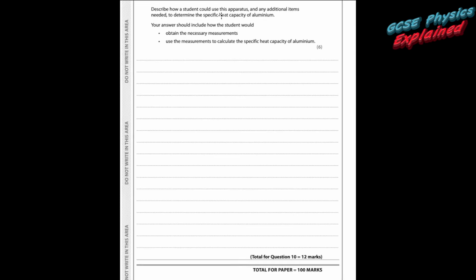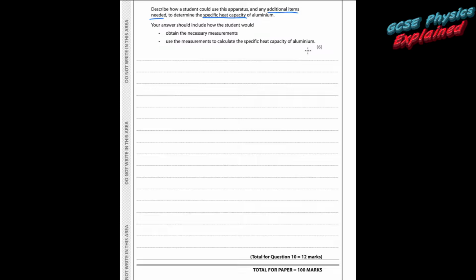Describe how a student could use this apparatus and any additional items needed to determine the specific heat capacity of the aluminium. Your answer should include how the student would obtain the necessary measurements and use the measurements to calculate the specific heat capacity of aluminium.